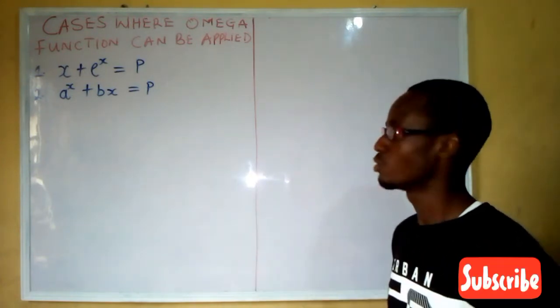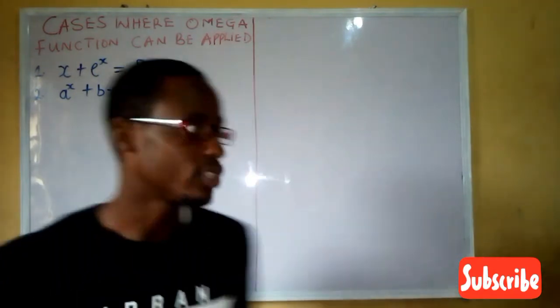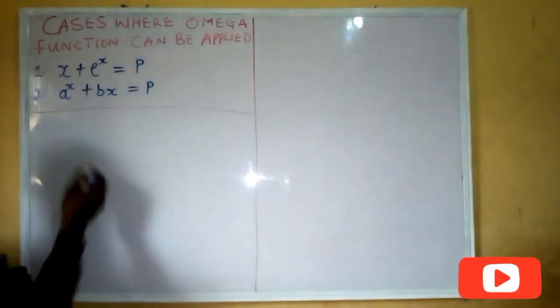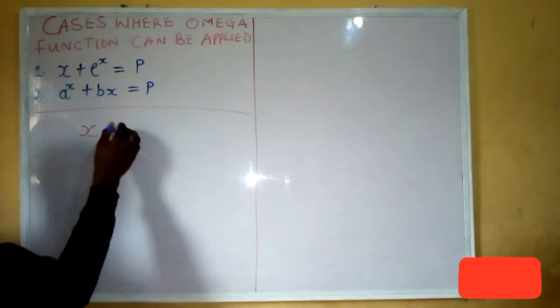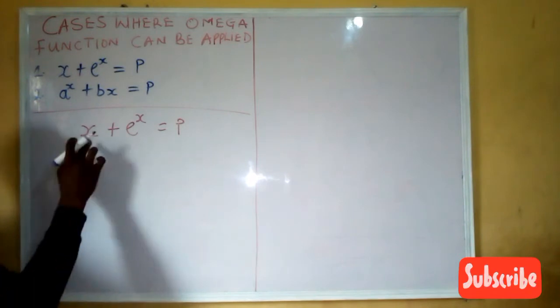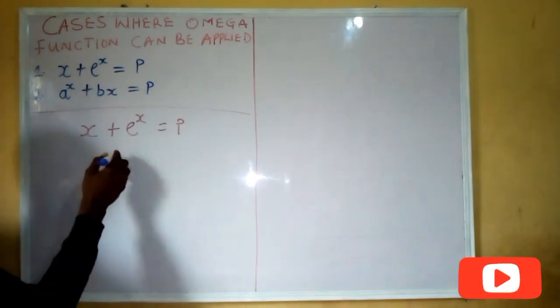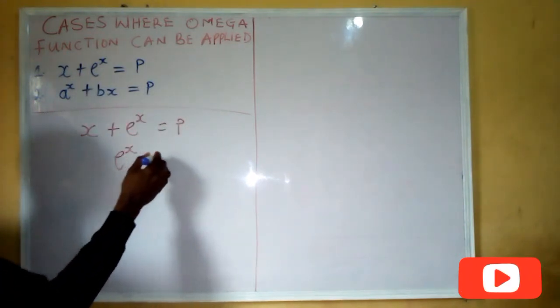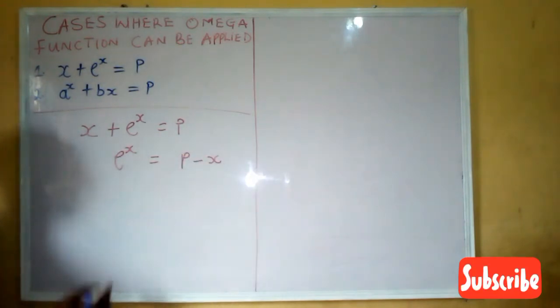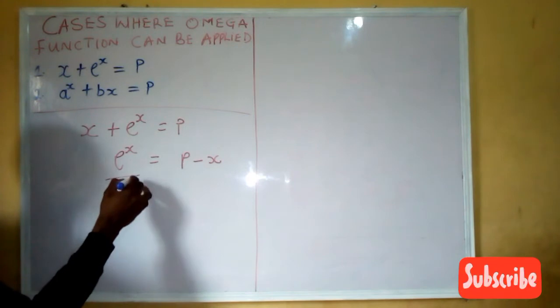Now let's go. With the first one, I have x plus e raised to the power x equals p. The first thing I need to do here is to take my x to the other side. So I have e raised to the power x equals p minus x. Having this, what next? Let me divide both sides by e raised to the power x.